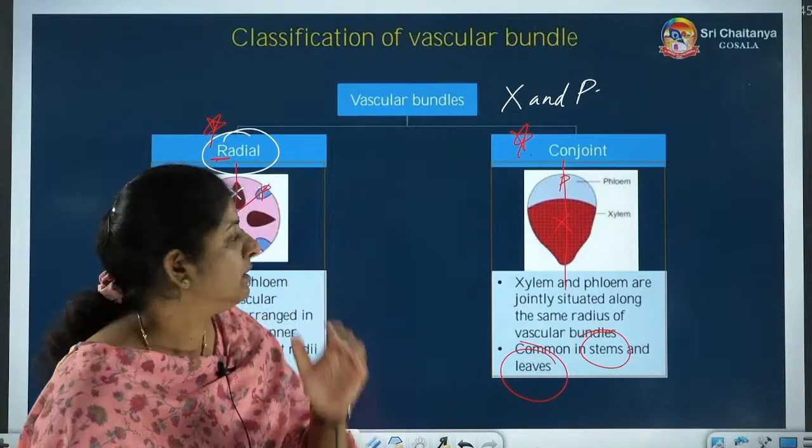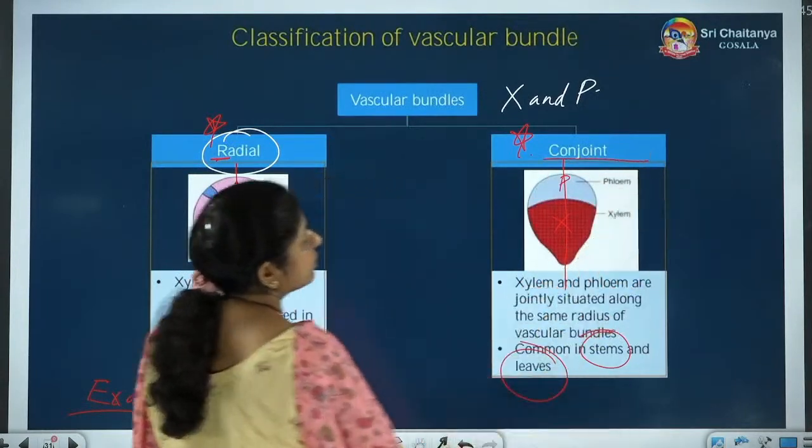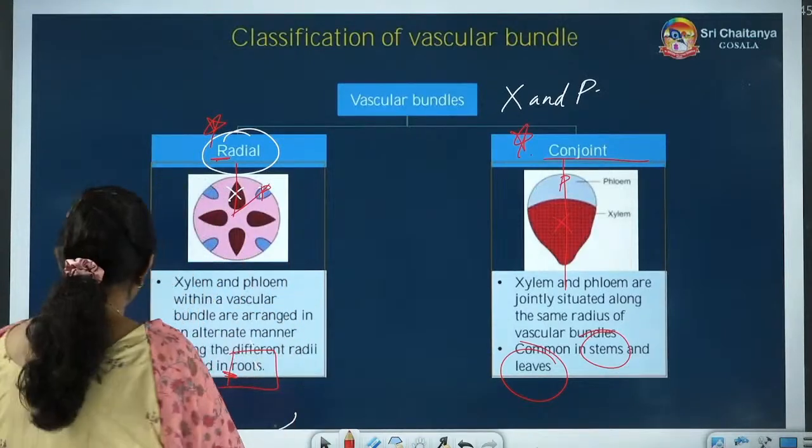Okay. So here, the xylem and phloem are on the same radius. Such type of vascular bundle you call conjoint. Now conjoint has further two types. What are the two types?